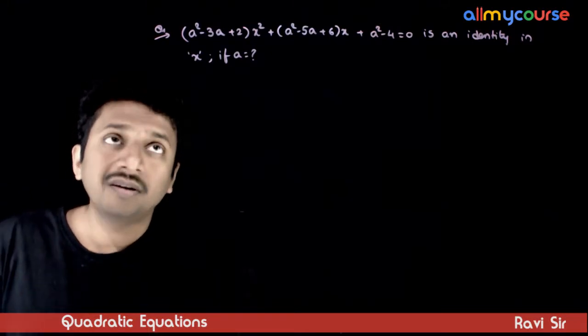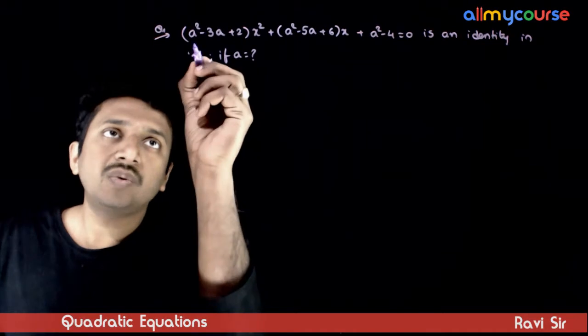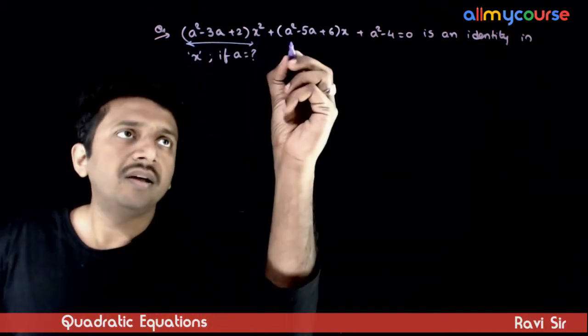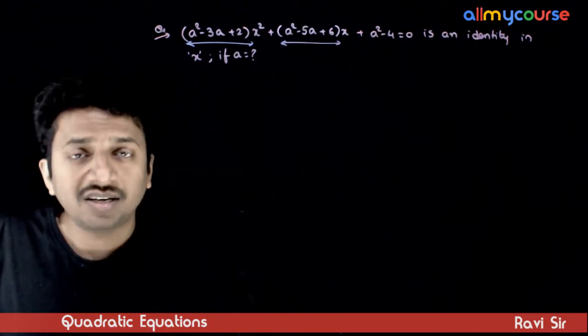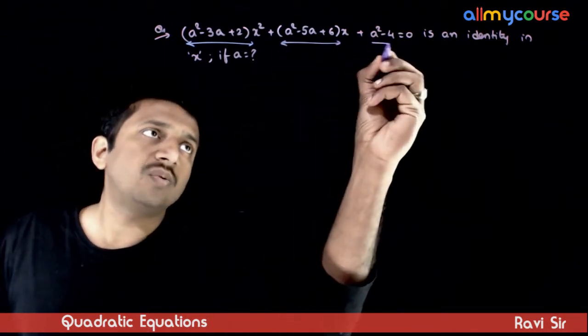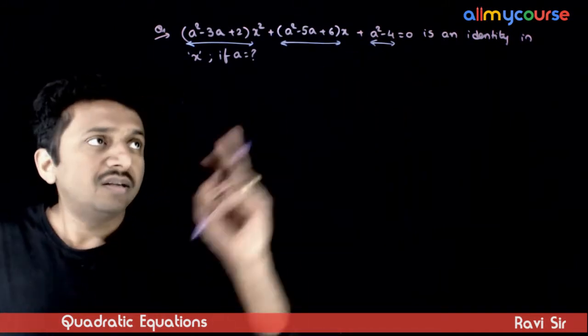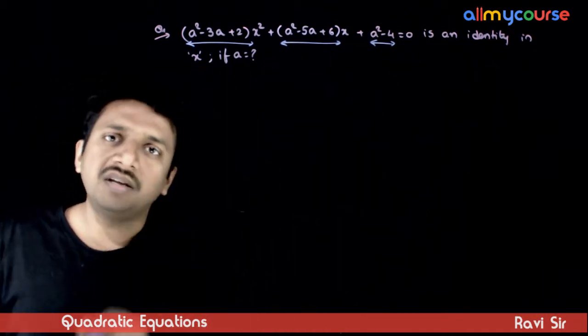In this question, you're given the equation (a² − 3a + 2)x² + (a² − 5a + 6)x + (a² − 4) = 0. So this equation is an identity in x if a is equal to what?